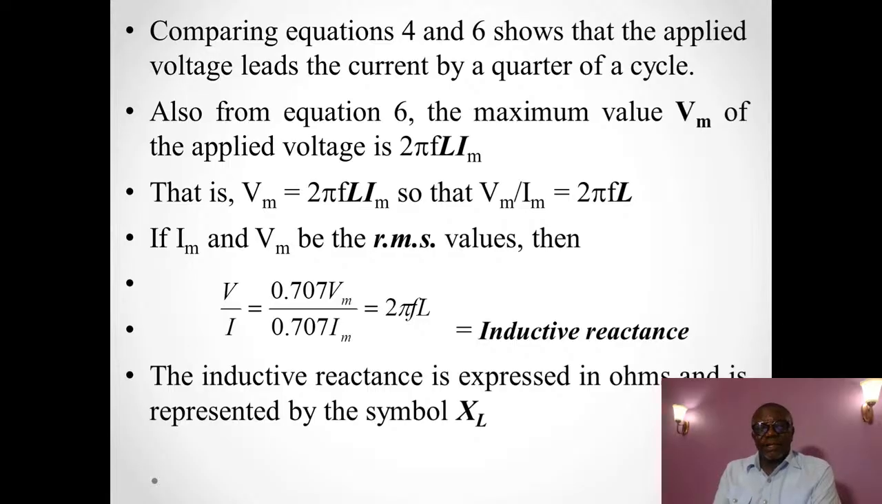That gives us the inductive reactance. This reactance is like the resistance offered to the flow of current in the circuit when we have only a pure inductive system. So we call 2 pi fL the inductive reactance. This inductive reactance is expressed in ohms and is represented by the symbol capital X subscript L.